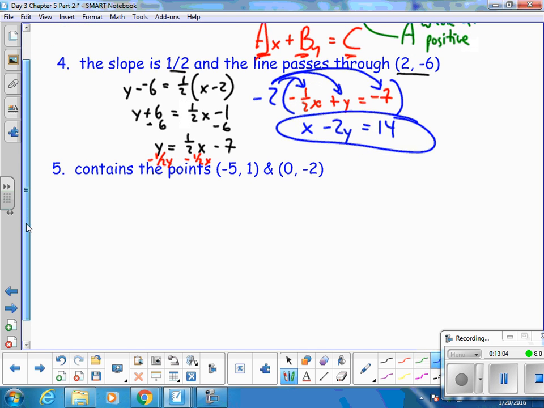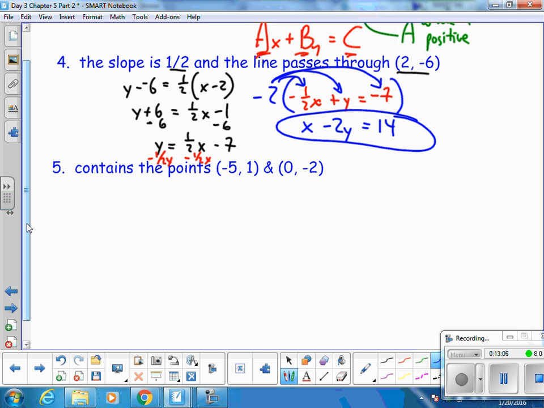All right, on this one, I would like you to try it. I've got to find the slope first. So find the slope and then use one of the points. So go ahead and press pause. You try it out.